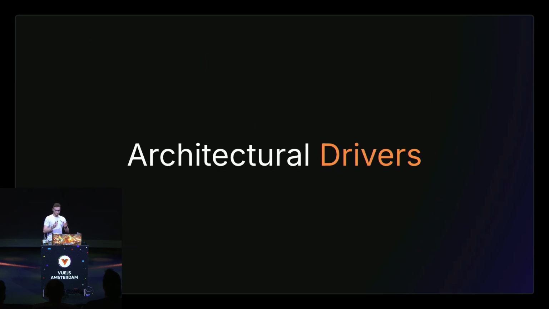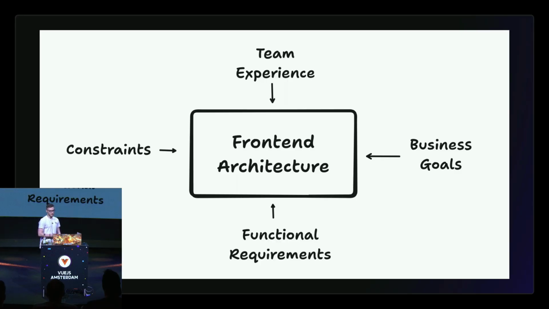And by building architecture, we have to take a few things into consideration. And those things are called architectural drivers. And this could be team experience, could be business goals, could be functional requirements, constraints. All these things we need to take into consideration while building our software architecture and front-end architecture, to be more precise.